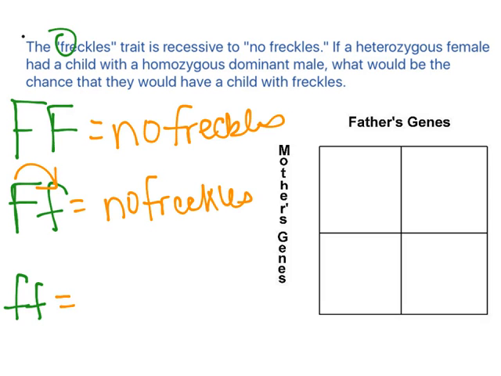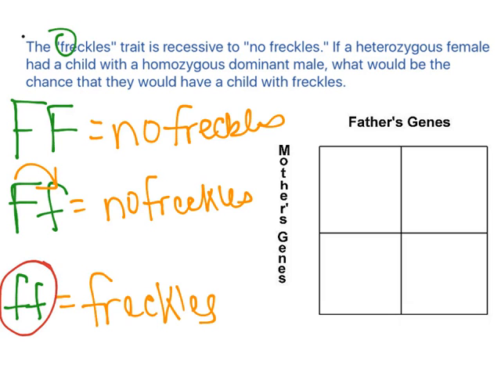Small f is our homozygous recessive genotype. This is the only way that we can see freckles. Anytime you have a monohybrid cross with a Punnett square that has just a recessive and a dominant trait, the only way that you can ever see the recessive phenotype is if you have this homozygous recessive genotype. You have to have little f in order to see freckles.